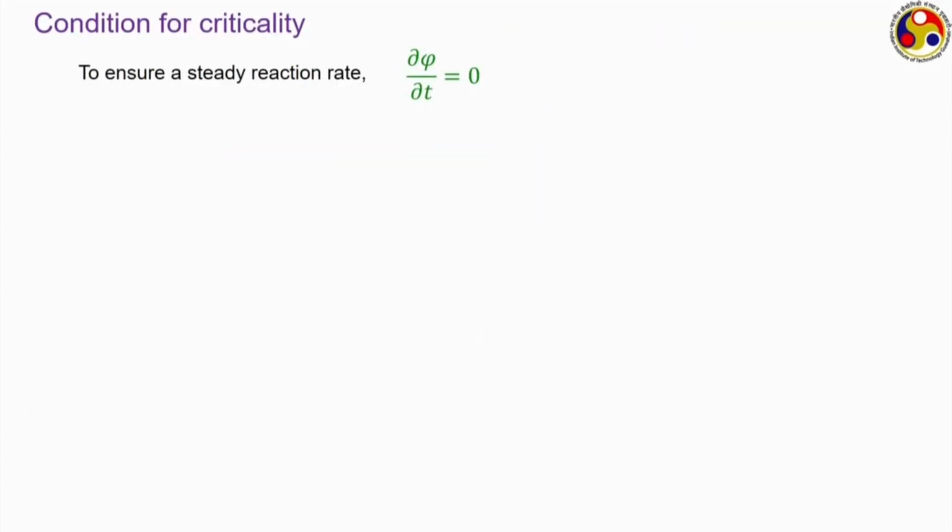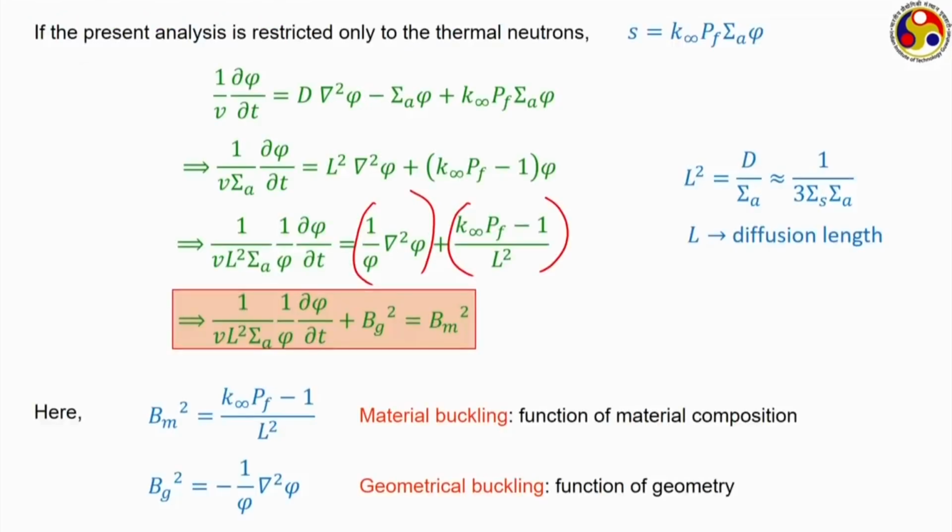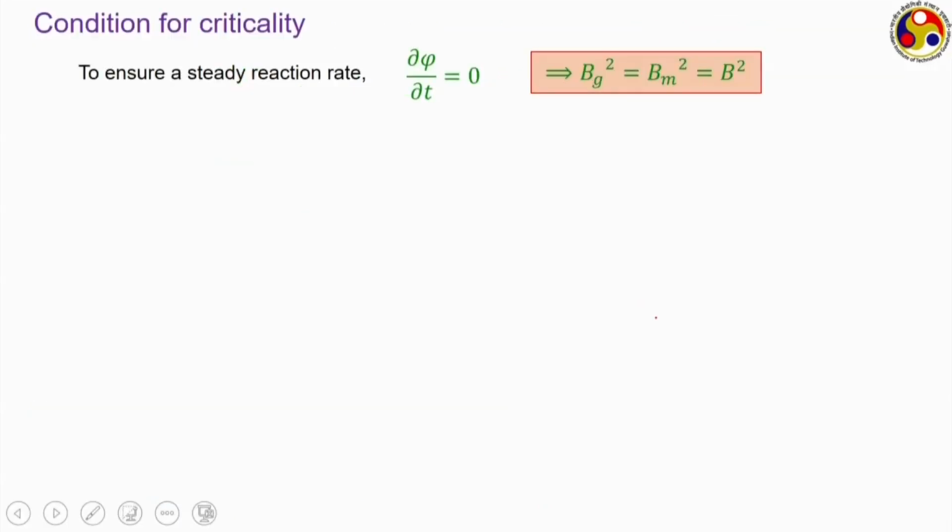If we consider steady state, if we want to attain a critical condition, that means k effective should be equal to 1, or reactivity should be equal to 0, and the rate of reaction should remain constant over a long period of time. Now, to ensure stable reaction, dou phi by dou t is equal to 0. If we put it in the previous expression, then what we get is Bg square equal to Bm square equal to, say, B square, which is called the buckling parameter.